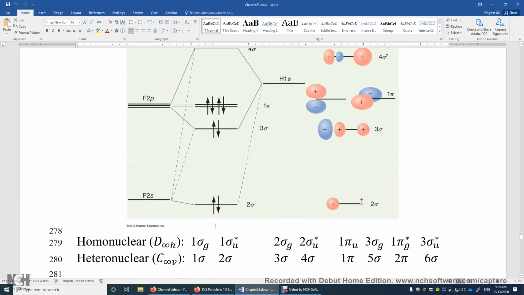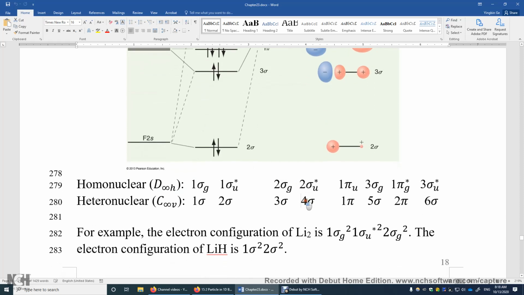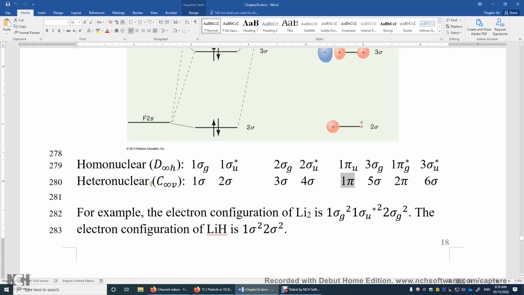Sorry, I made a mistake. In the HF case, this 4 sigma lies above 1 pi. So the order is this: 2 electrons, 2 electrons, 2 electrons, and then 4 electrons here. These 4 electrons are the px electrons and py electrons in the fluorine atom. All right. And this is one of the anti-bonding MOs.